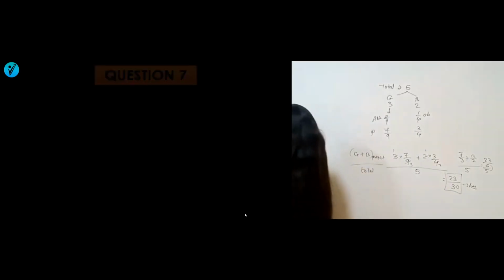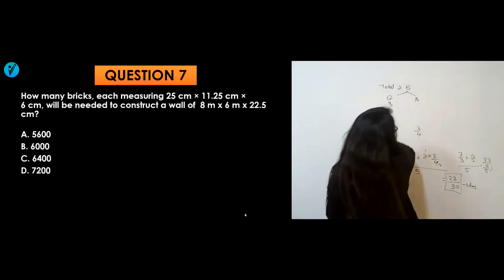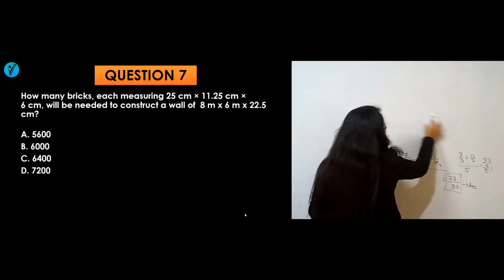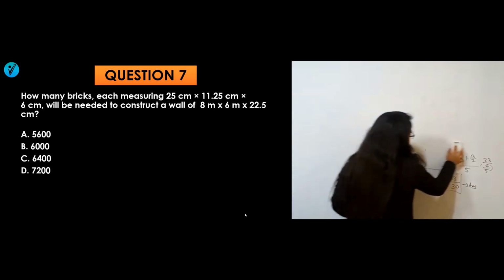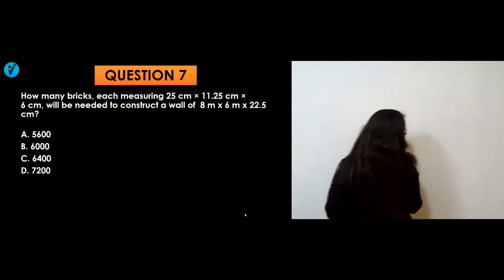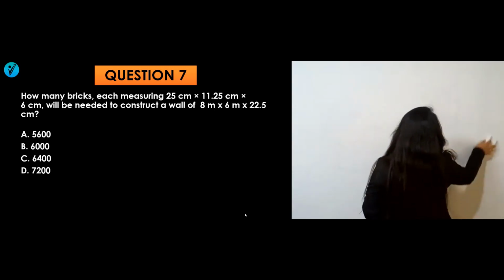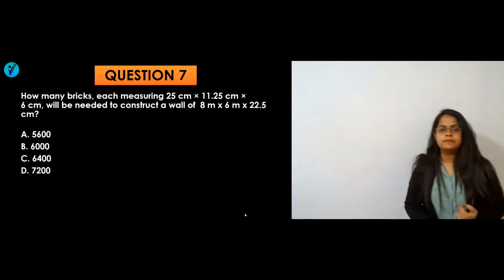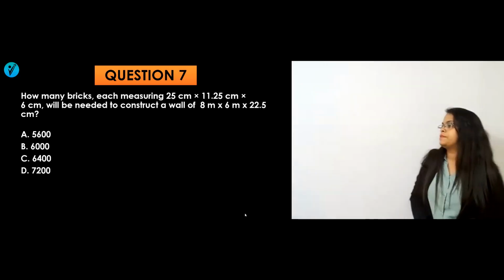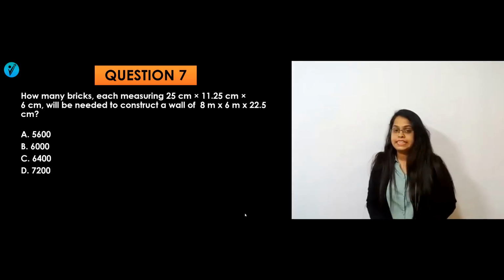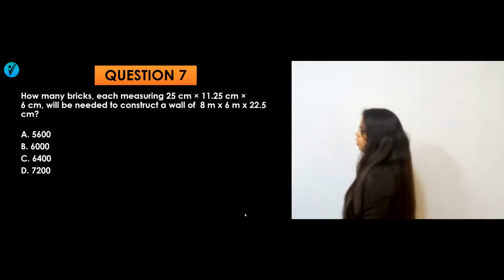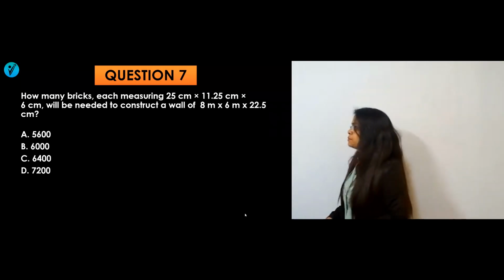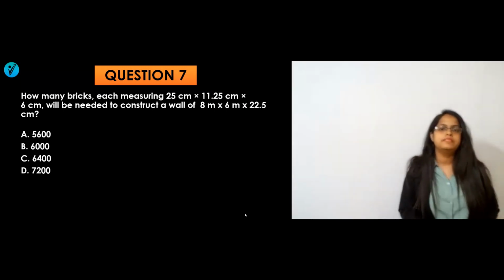Now let's go for the next one. Question number 7 is here. You can see all are the most important questions. Okay, so let's solve this one now. What are they saying? How many bricks each measuring 25 centimeter into 11.25 centimeter into 6 centimeter will be needed to construct a wall of 8 meter into 6 meter into 22.5 centimeter.